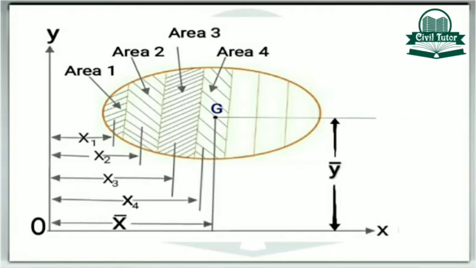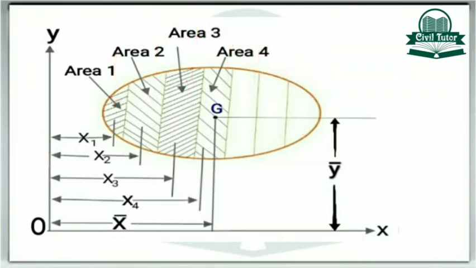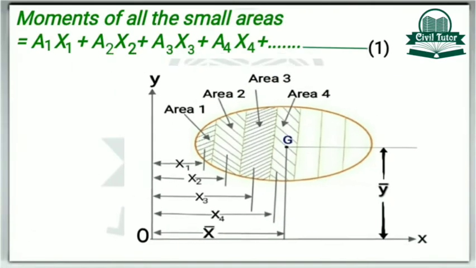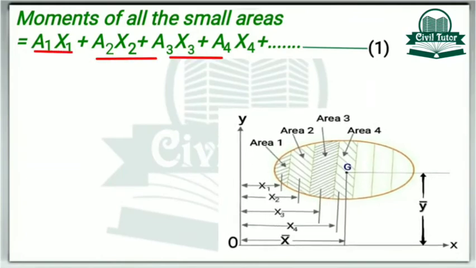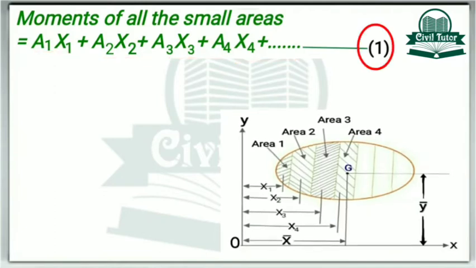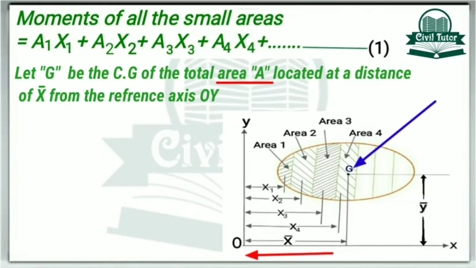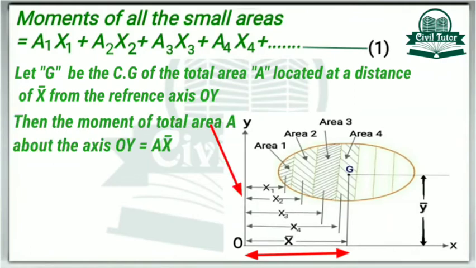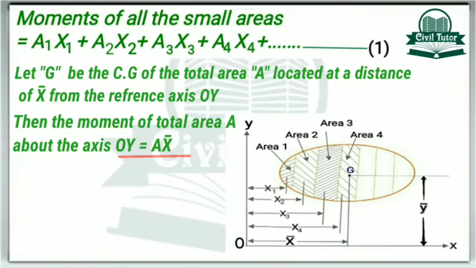Now let's take the moments of all these smaller areas about this reference axis OY. We get the equation: moments of all the small areas equal to A1x1 plus A2x2 plus A3x3 plus A4x4 plus so on. We will mark this as equation 1. Now let G be the centroid of total area A located at a distance of x bar from the reference axis OY. Then the moment of this total area A about the reference axis OY will be equal to A into x bar. We will mark this as equation 2.